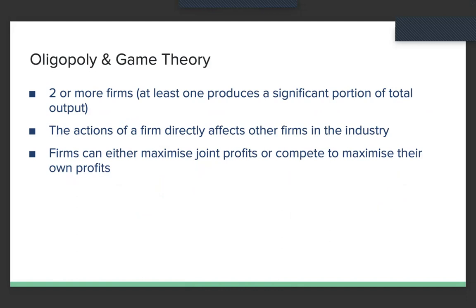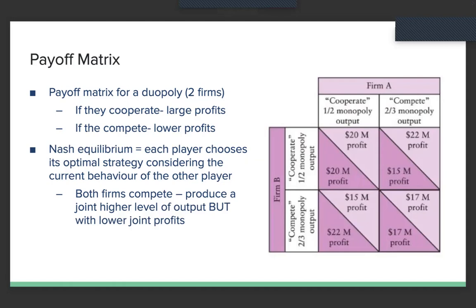Now let's look at oligopolies. An oligopoly is a set of limited firms, not many. It could be 2 or more firms, could be 3, 4, 5, as long as it is a limited number of firms, where the actions of a firm directly affect other firms in the industry. So, few big players. And firms can either maximize joint profits or compete. To understand what actually happens, we use game theory at the very basic level.